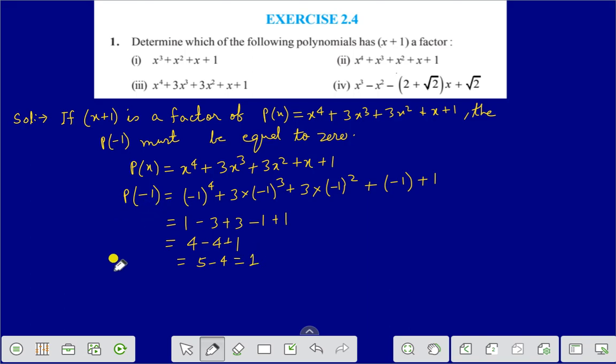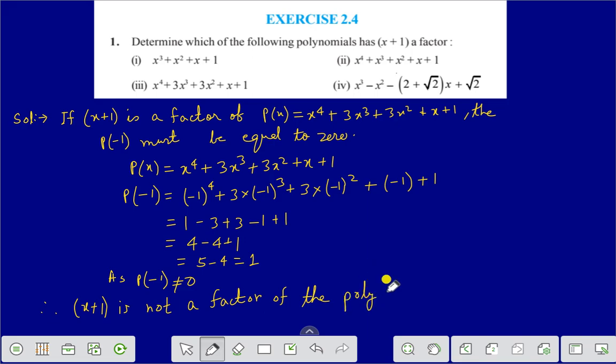So you get P(-1) is not equal to 0. Therefore we can say that x plus 1 is not a factor of the polynomial P(x). Right?